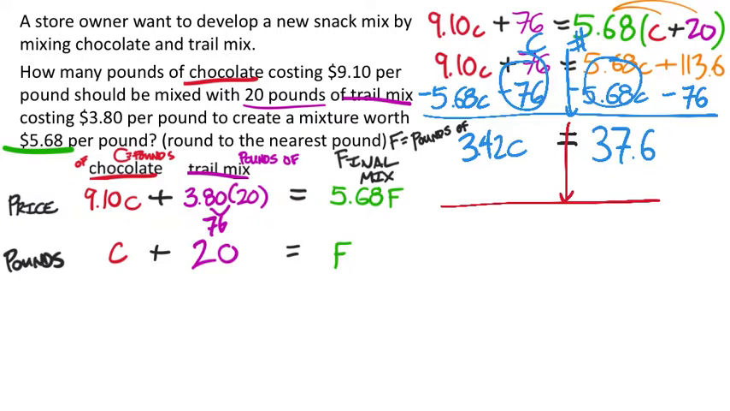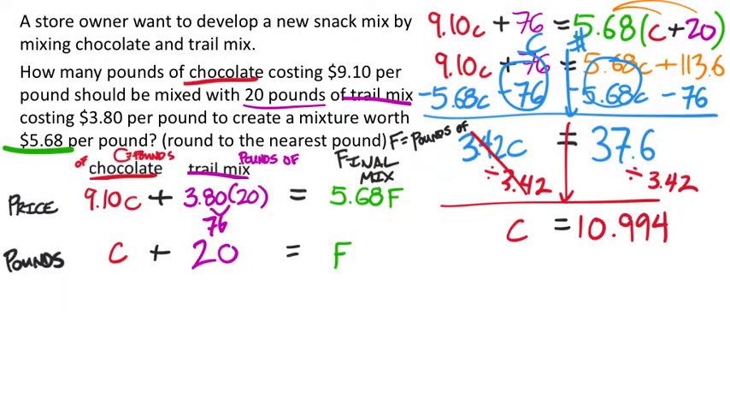Now we only want one C, right? So we're going to divide now both sides by 3.42. So what this does is it makes that 1C, which is really what we want. I'm just going to show it as C, by the way. And then 37.6 divided by 3.42, enter, and here's what I get, 10.994. I'm going to stop there.